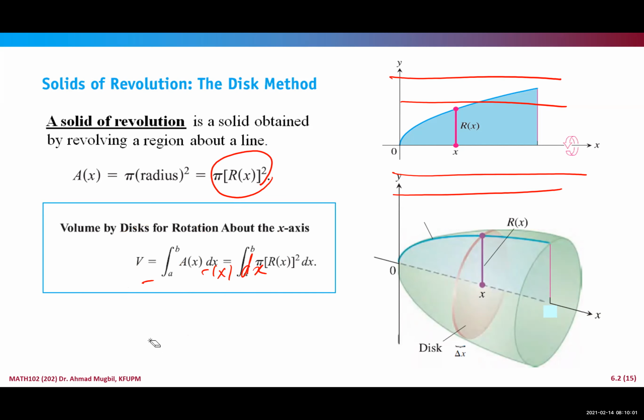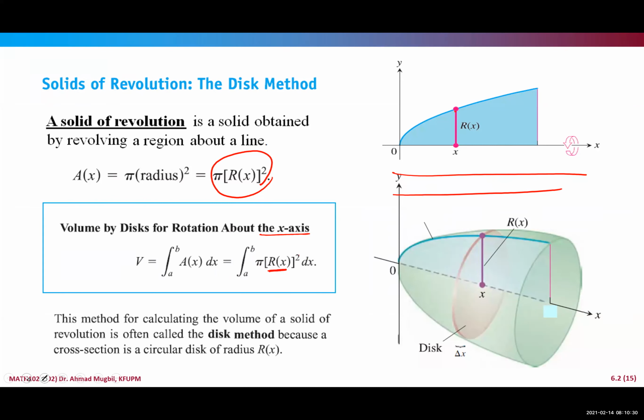So when we have a region revolved or rotated about the x-axis, its volume will be just the integral from a to b of pi r squared dx. You just need to find r of x. What is r of x? It is the distance from the upper point on the graph until the axis of rotation, the radius of the cross section. This method is called the disk method because the cross section is a disk.